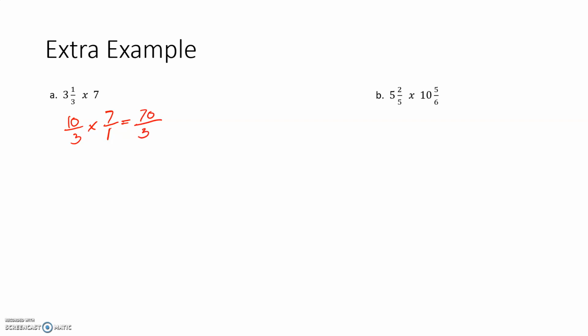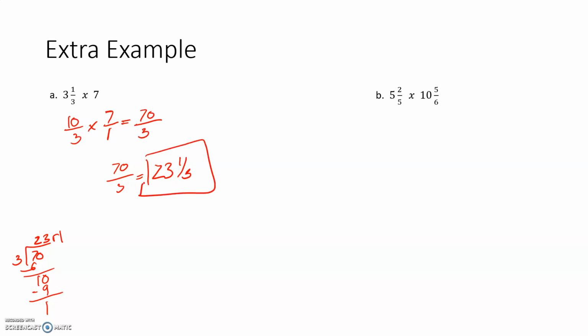All right, so now I'm going to have to do division to convert that improper fraction into a mixed number. So 70 divided by 3, 3 goes into 7 2 times, 6. 1, 10. 3 goes into 10 3 times, 9, 1. So I have a remainder of 1. So 23 whole. Remainder of 1 is my numerator. My denominator stays the same as 3. All right, so 23 and 1/3.